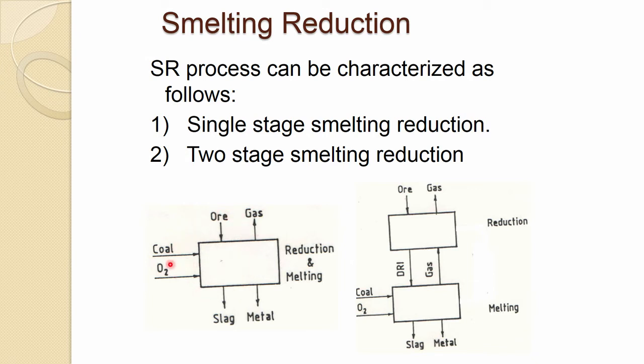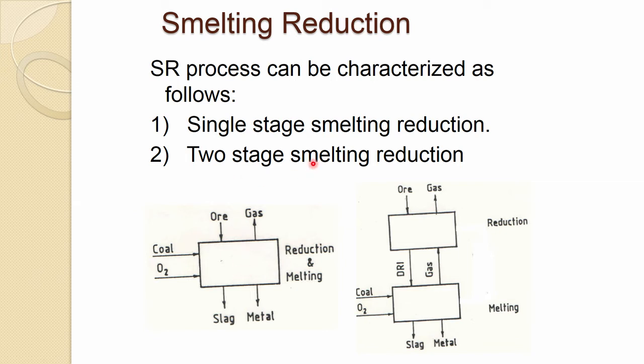So, in this one coal and oxygen is fed into the reactor along with the ore, and the combustion, reduction and the melting occurs in the same reactor, and you separate out the metal and slag and the product gases goes out. So, everything occurs in one reactor. So, that is why it is called single stage smelting reduction.